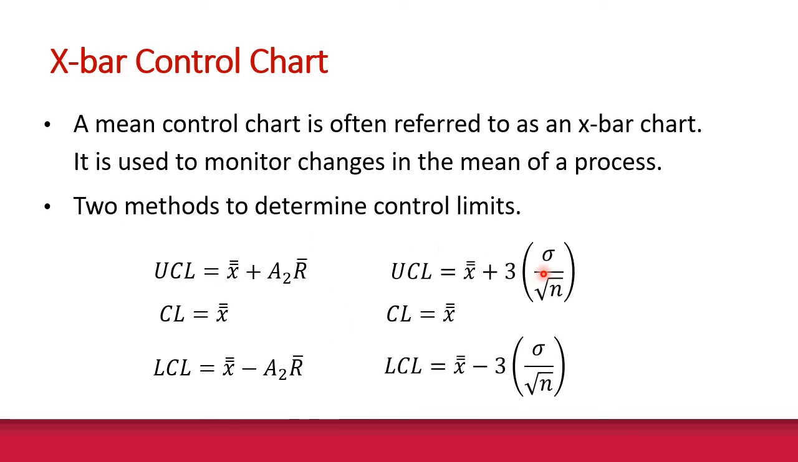If we know what the population standard deviation is, then we can use the following set of three equations to get the upper control limit, the center line, and the lower control limit. Now, X bar is simply the mean of the means. And sigma here is the standard deviation, n is the number of samples.